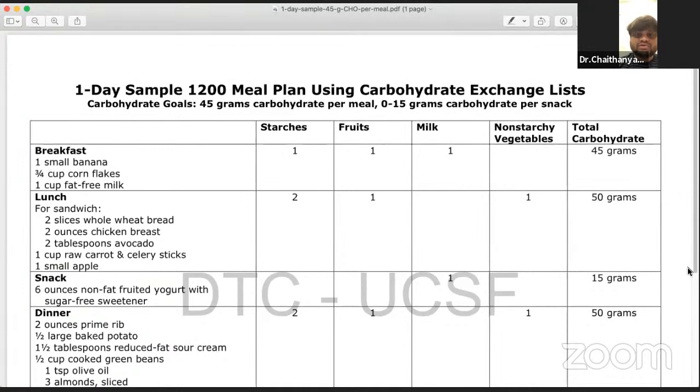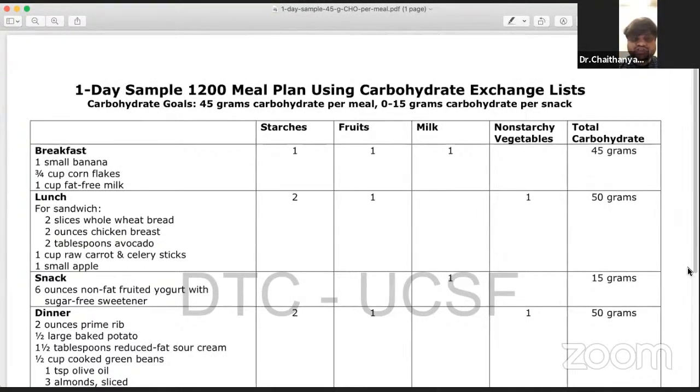Second, what about the grams of carbohydrate? 3/4 cup of cornflakes, let us say, has 15 grams of carbohydrate. 1 small banana has 15 grams of carbohydrate. 1 cup of fat-free milk has 15 grams of carbohydrate. So we had 3 different types of food lists giving each 15 grams of carbohydrate. And the total carbohydrate intake is 45 grams. I think you understood this.